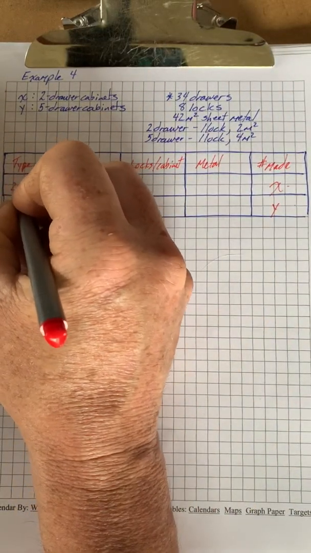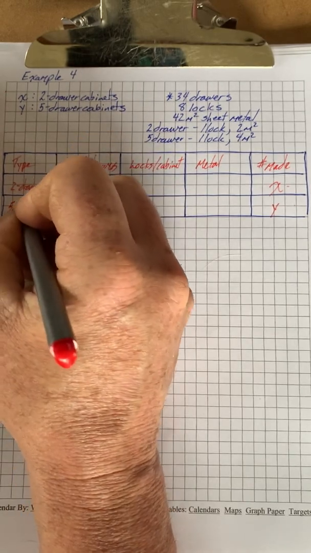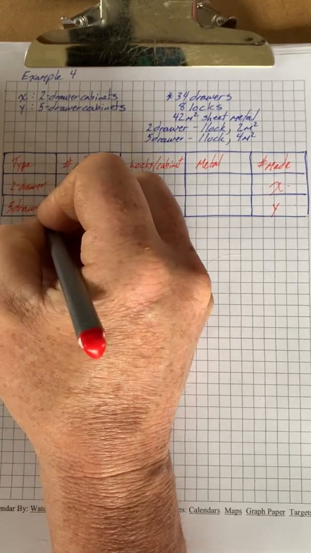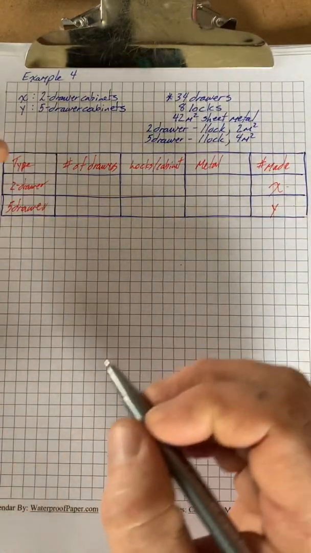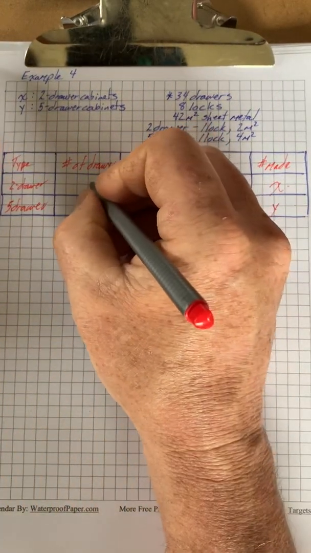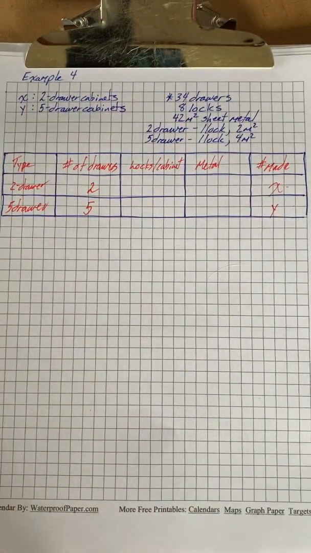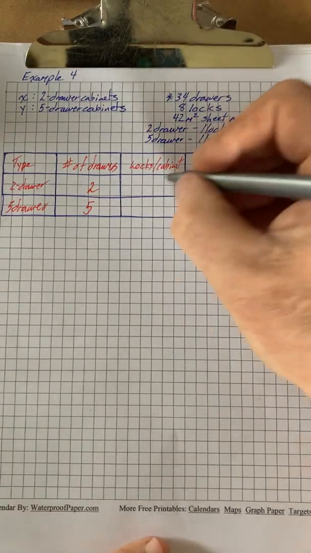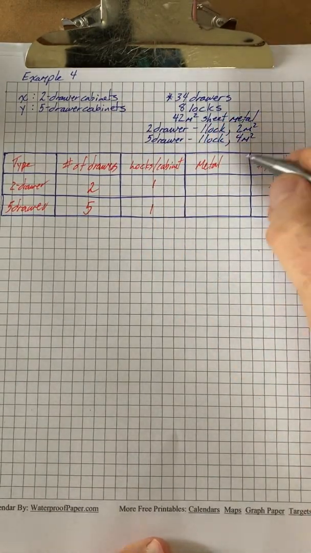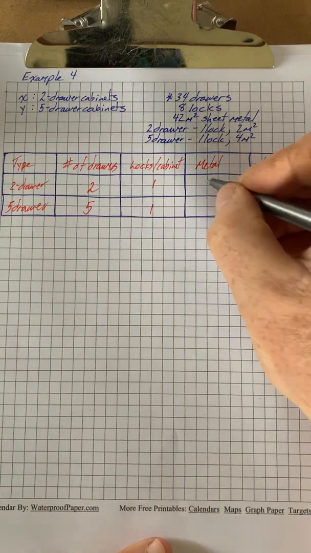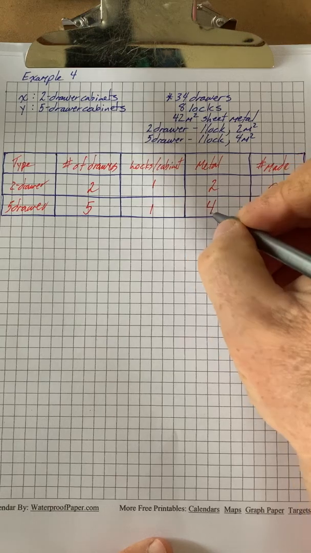Now that I've put X and Y here, we know this is going to be the 2-drawer and this will be the 5-drawer. So they line up. The 2-drawer is X, 5-drawer, Y. How many drawers are in the 2-drawer? Well, 2, and 5 in the 5-drawer. Then we have number of locks, 1 each, and metal, 2 meters squared, 4 meters squared.